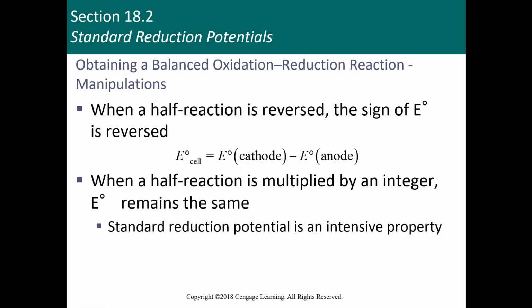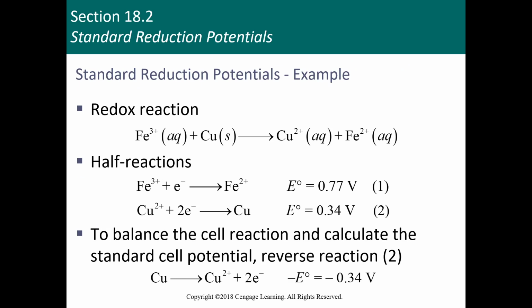All right, so when a half reaction is multiplied by an integer, E naught will stay the same. It will remain the same. The standard reduction potential is, of course, an intensive property. And I'm just restating that because it is very important. It's one of the major ways I see people mess this up.